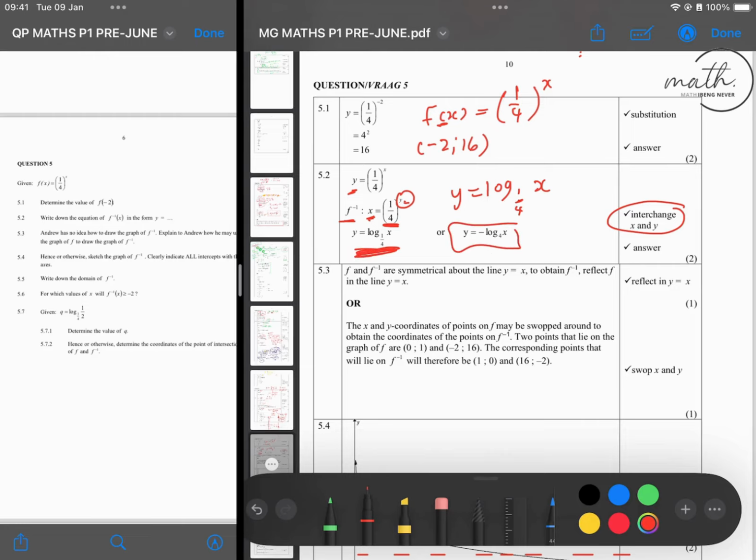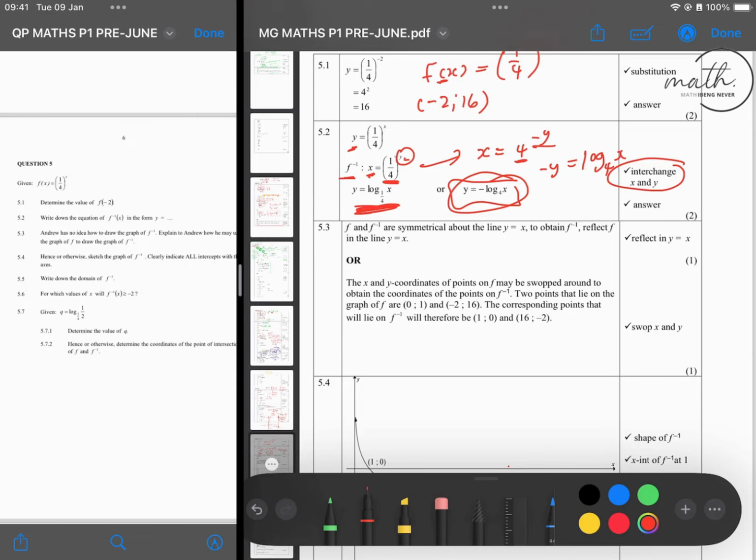Now this one, what they did was, if you want to get this one, you're not supposed to get both. One is fine. If you want to get that one, after doing this, you say x equals 1/4 to the power negative y. Then you use logs. So negative y equals log base 4 of x, then you divide by negative, and you're going to get that.